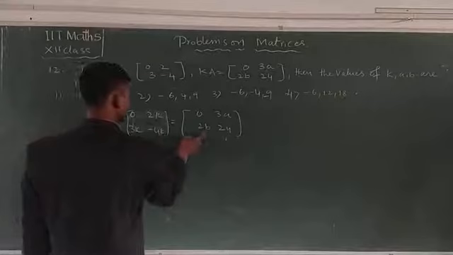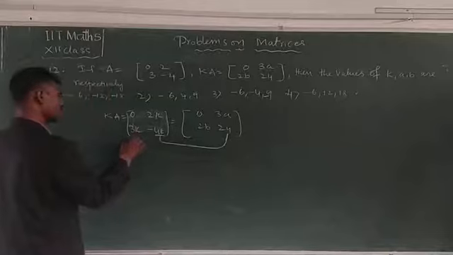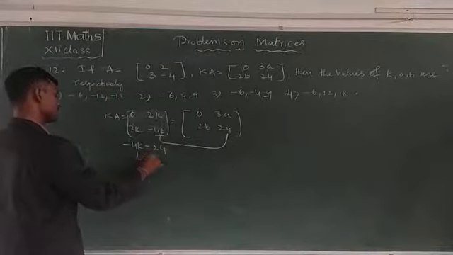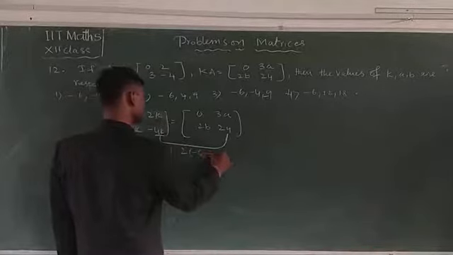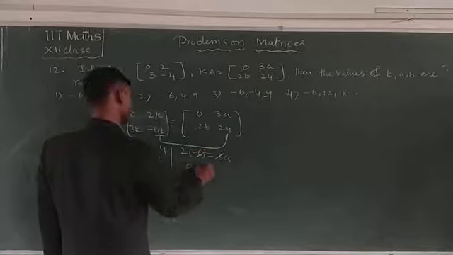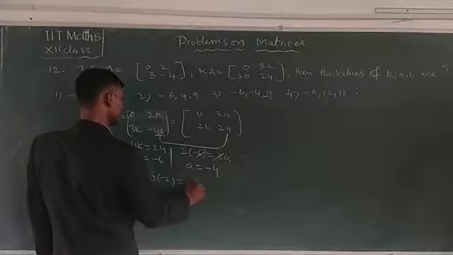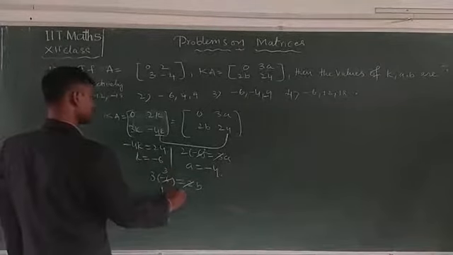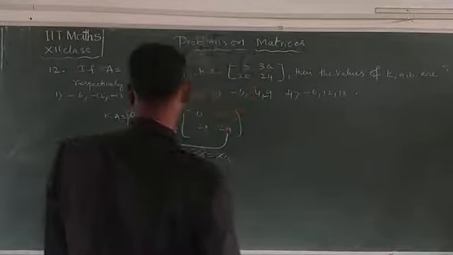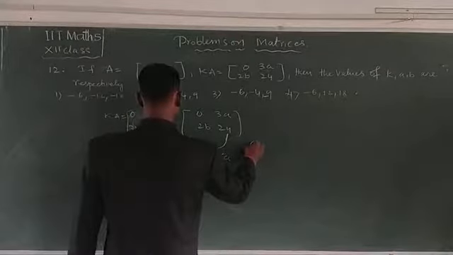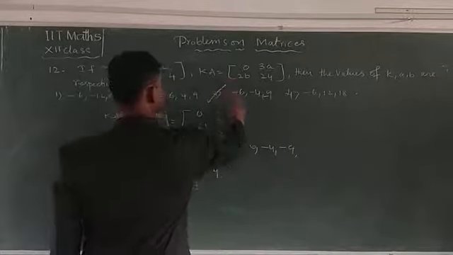Now see here, corresponding elements are equal. When two matrices are equal, their corresponding elements are equal. Minus 4k is equal to 24, then k is equal to minus 6. Now you can write here 2 into minus 6 is equal to 3a, then 3 twos are 6, so a is equal to minus 4. And here also 3 into minus 6 is equal to 2b, so b is equal to minus 9. Here we have to find the values of k, a, b: k is equal to minus 6, a is minus 4, b is minus 9. Third option, note down.